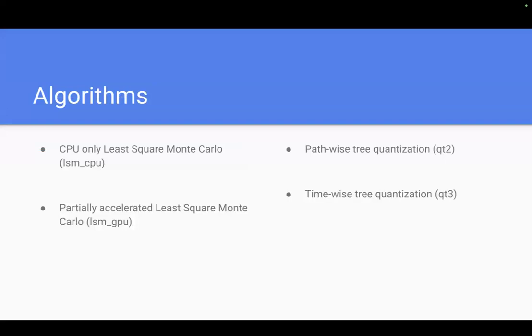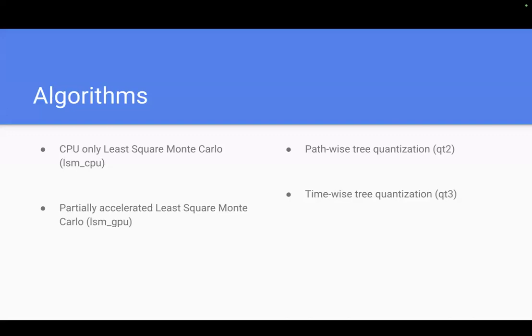So in terms of the implementation, I chose to go with 4 different algorithms. I went with the naive CPU only. Then I went with a partially accelerated least square Monte Carlo. Although we spoke about specific paths, you're able to group all of the paths into a matrix and do matrix operations. So I tried to accelerate the matrix operations with the GPU, although there was still that sequential nature.